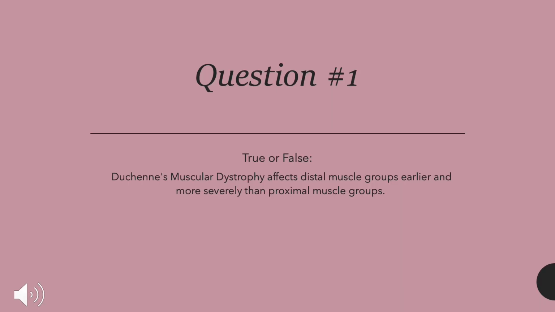Question number 1, true or false? Duchenne's muscular dystrophy affects distal muscle groups earlier and more severely than proximal muscle groups. This is false. Proximal muscle groups are affected before distal muscle groups.